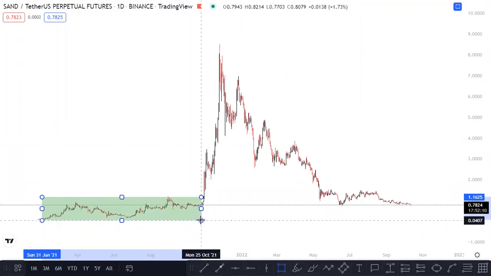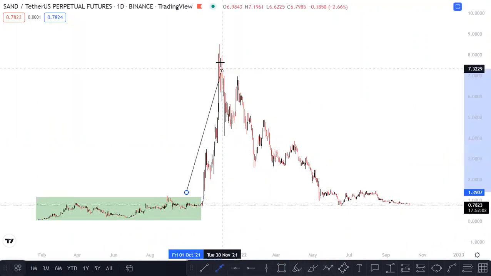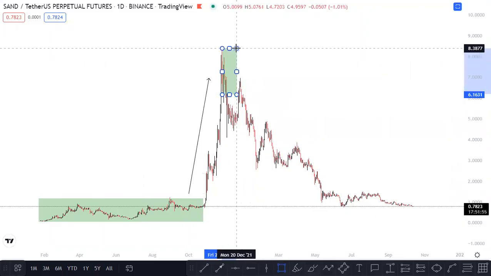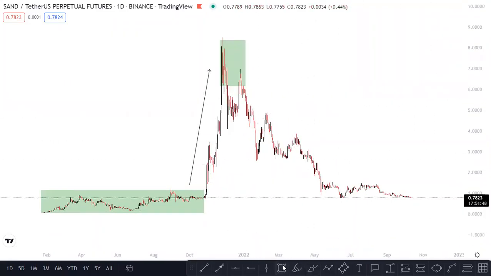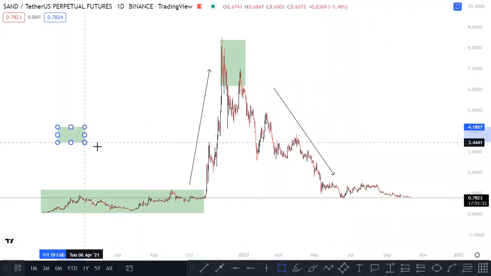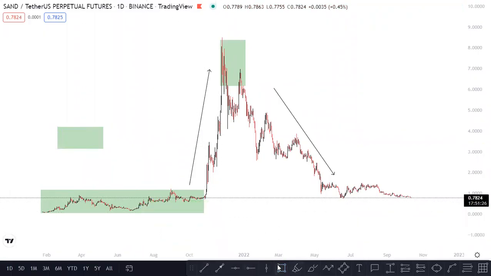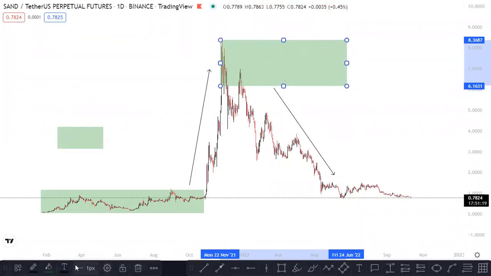Let's call this our accumulation. This is the accumulation phase. Here is your markup phase. Here at this point is the distribution phase in your chart. And here like this is your markdown phase. So this is it for the market cycles. You've seen that everything here is the same thing.